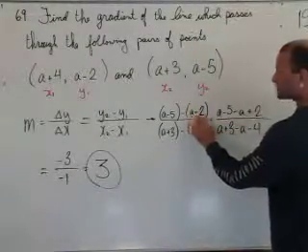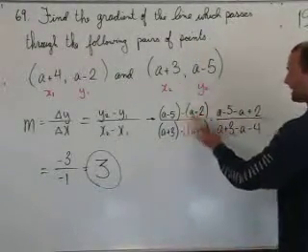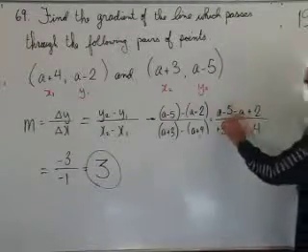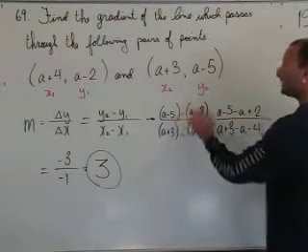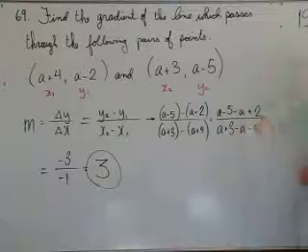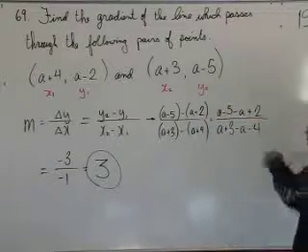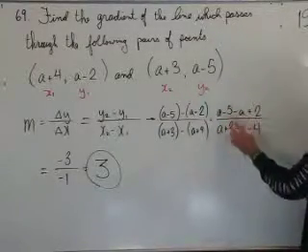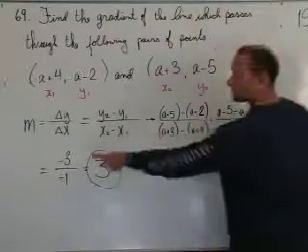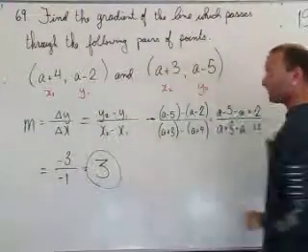So for a minus 2, the negative 1 times a becomes minus a, and the minus of a negative 2 becomes a plus 2. We simplify that: the a minus a cancel, and negative 5 plus 2 gives us negative 3.